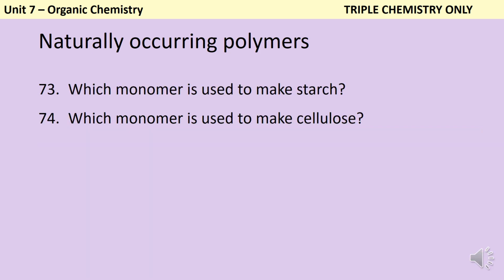The final two naturally occurring polymers you need to know about are starch and cellulose, and both of those are made from glucose. So the glucose is just joined together in slightly different ways to make a different polymer, but they both have the same starting monomer.